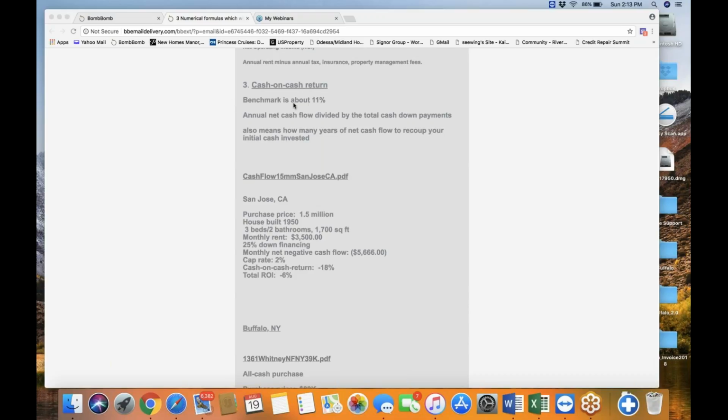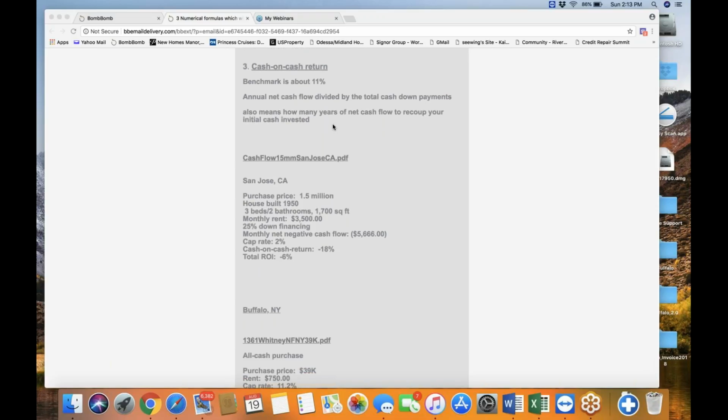Then the last critical formula you must understand is the cash on cash return. The benchmark is around 11%. The definition of cash on cash return is your annual net cash flow divided by the total cash down payment, if you're doing financing. It also means how many years of net cash flow you have to wait in order to recoup your initial cash invested.